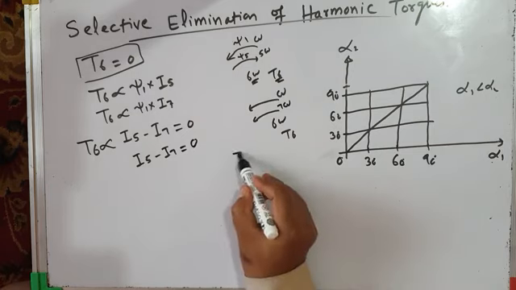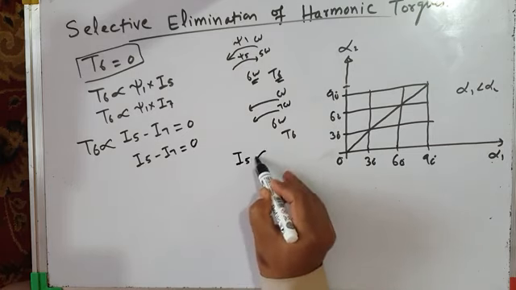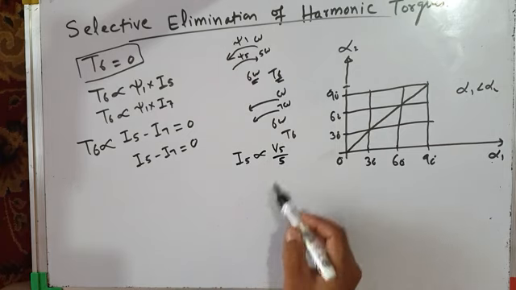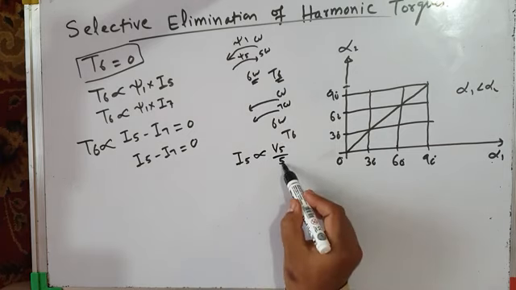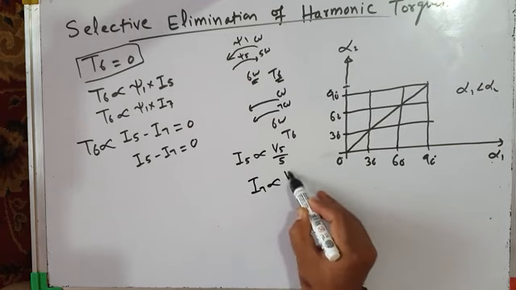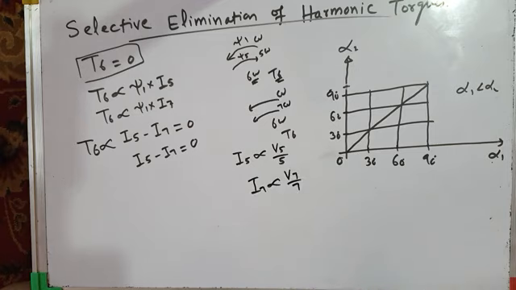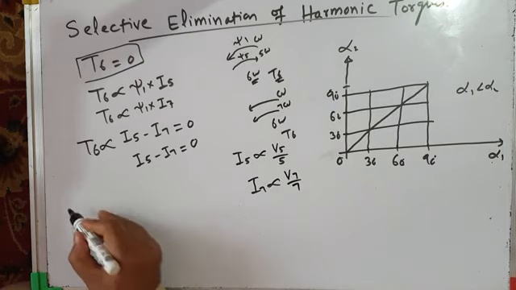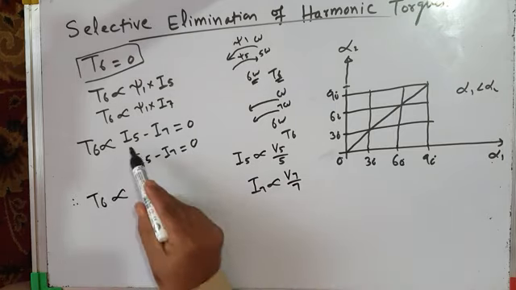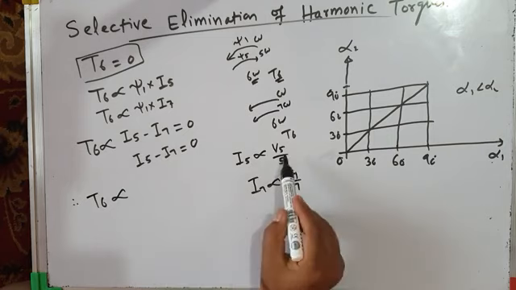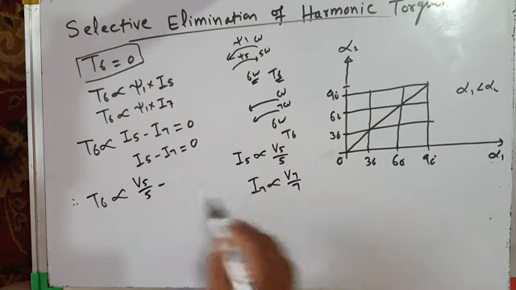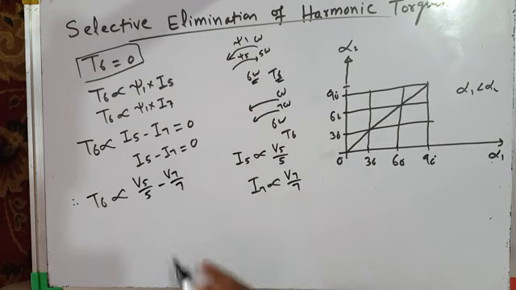Now we know that fifth harmonic current is proportional to V5 by 5, fifth harmonic voltage divided by harmonic order 5, and seventh harmonic current is also proportional to V7 by 7. That's already known to us. So therefore T6 will be proportional to, in terms of voltage, instead of writing I5, I can write V5 by 5 minus I7, I can write V7 by 7.